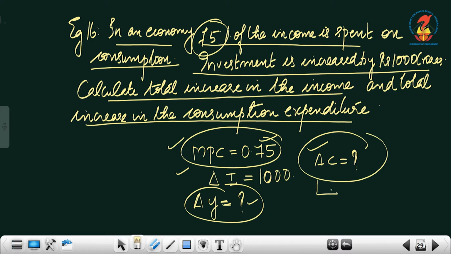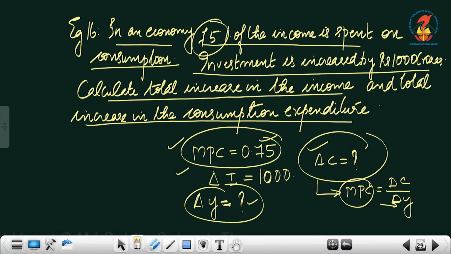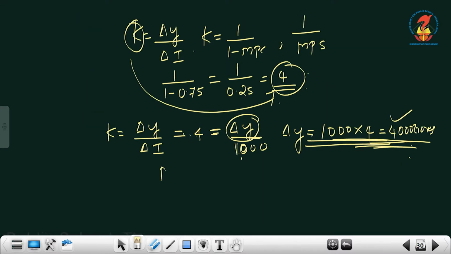Now, the next value that you have to find out is delta C. I have told you, you will get delta C from the equation MPC is equal to delta C by delta Y. So, if you know MPC and delta Y, it is easy for you to find out delta C, definitely, right? So, what is delta Y? You have found the value of delta Y as 4000 crores. You know what is the value of MPC? MPC is 0.75. So substitute that value.